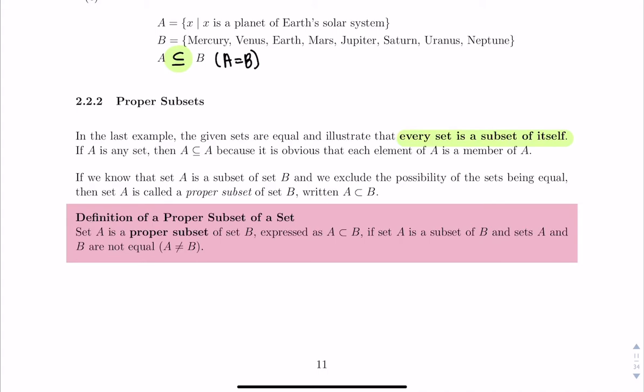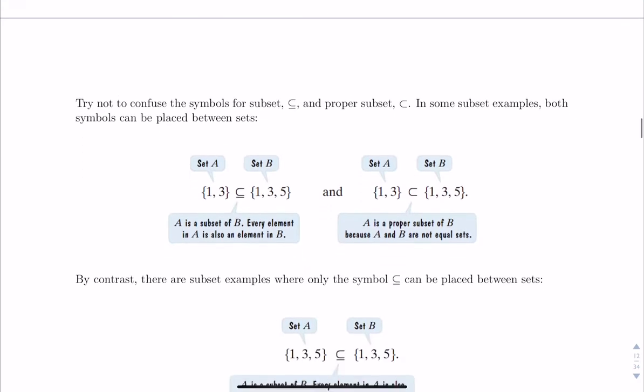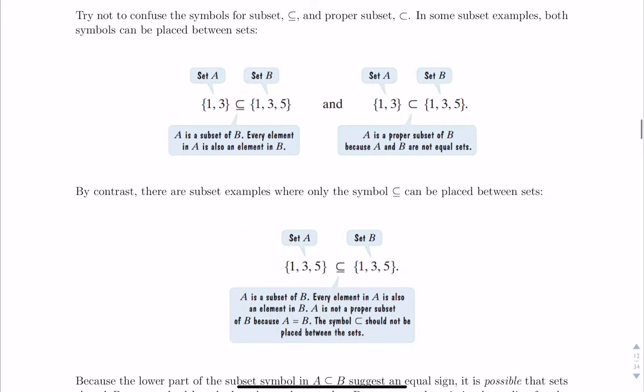So the difference between the symbols is that subset has the line underneath, which is kind of like the "or equal to" part of an inequality, and a proper subset does not have it, so it cannot be equal. So if we look at set A, which is 1 and 3, and set B, which is 1, 3, 5, we can use either one, the subset or proper subset, because it's not equal, so we can do proper subset, and it's automatically a subset because every element of A is also in B.